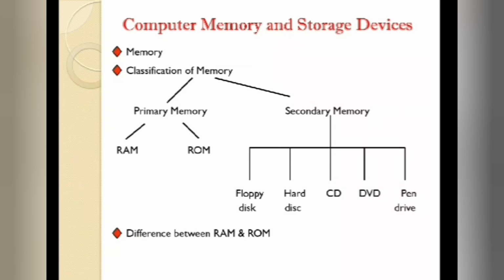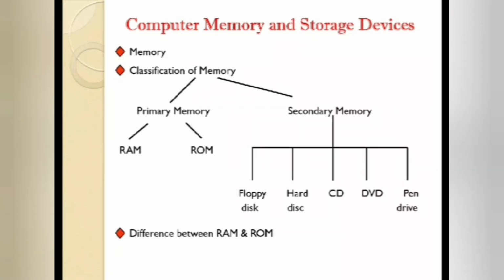On the other hand, there is secondary memory. Secondary memory is also called external memory and auxiliary memory. Floppy disk, hard disk, CD, DVD, pen drive. These are all examples of secondary memory.